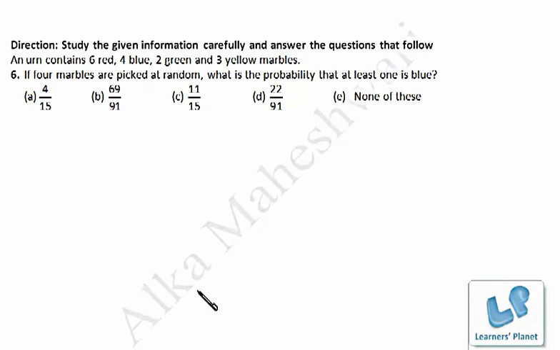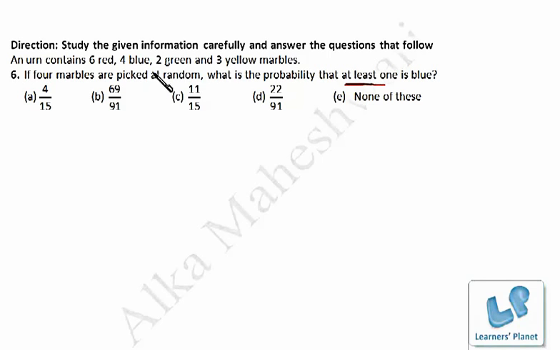We have this question from probability. An urn contains 6 red, 4 blue, 2 green and 3 yellow marbles. If 4 marbles are picked at random, what is the probability that at least one is blue? Now what can we do in a case where we are asked about at least? That means at least one is blue. That means 1 may be blue, 2 may be blue, 3 may be blue and 4 may be blue, right?